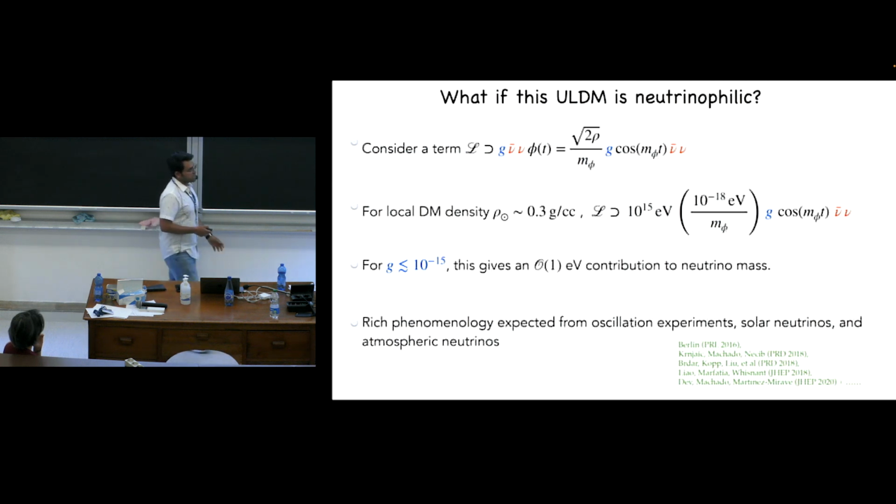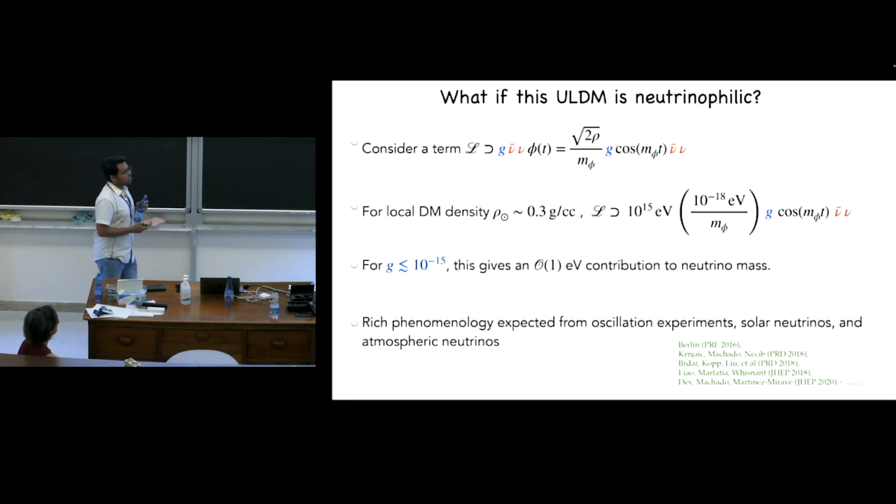And you can put in your standard numbers. So for a mass of around 10^-18 electron volt, this contribution is like this. And that means that as soon as you choose your couplings low enough, let's say less than 10^-15, this can give an order 1 electron volt contribution to the neutrino masses. So you can basically have a model where your neutrinos have a vacuum mass, and then you can also have some mass, effective or refractive mass, that comes from interaction with this classical field. And of course, because there is some time modulation in this, one can expect a very, very rich phenomenology from different oscillation experiments, solar neutrinos, atmospheric neutrinos, and so on. And this is something that has been addressed in all these papers through this kind of phenomenological coupling.